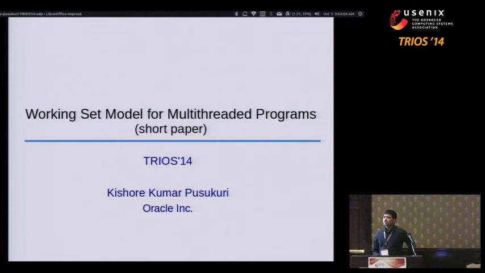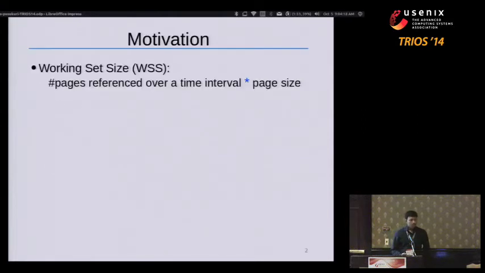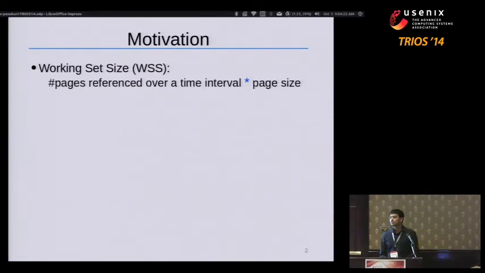In this talk today, I present a statistical model for approximating working set sizes of multi-thread programs running on multi-core, multi-socket systems.